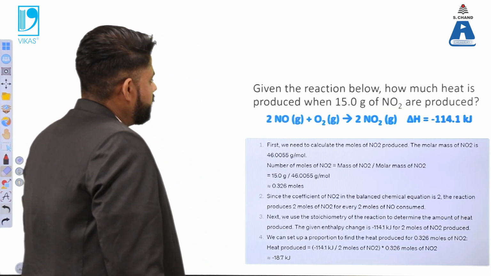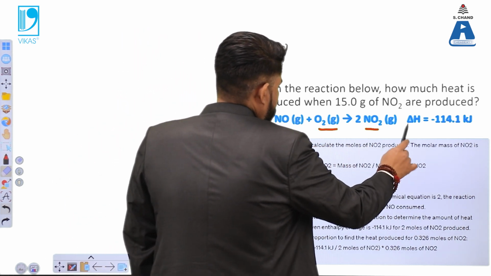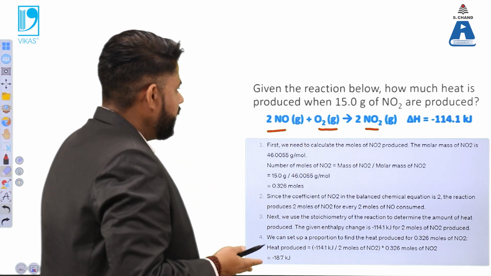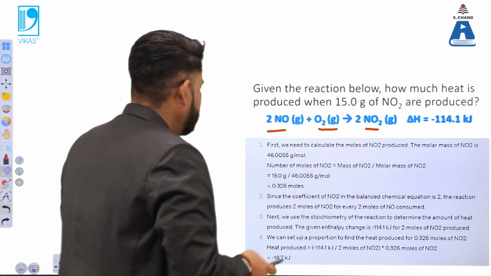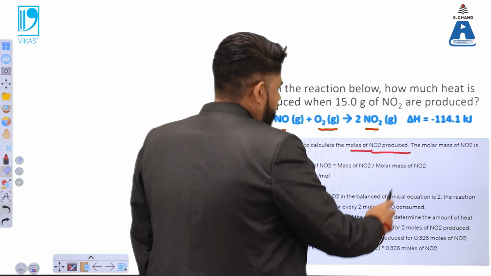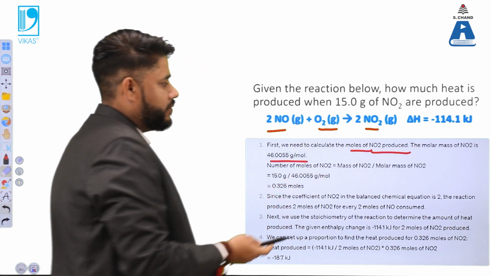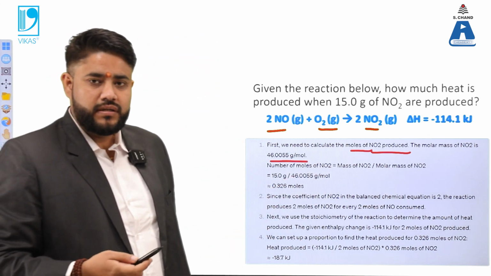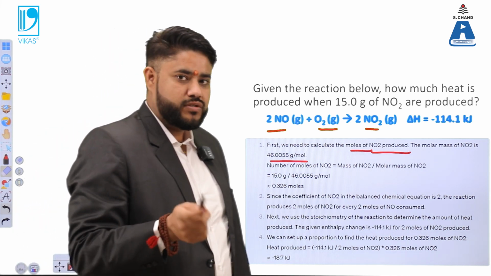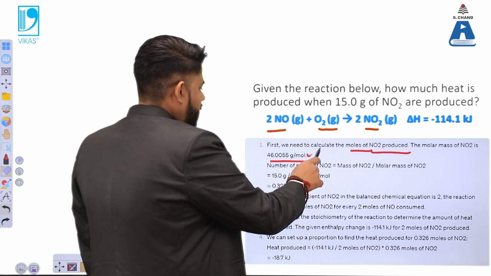So what we need to do, this is the initial reaction that you can see, and firstly we need to calculate the moles of NO2 produced. So the molar mass of NO2 is this much. This molar mass can be calculated from the general convention, which is 1 times the mass of nitrogen plus 2 times the mass of oxygen, so that this value can be calculated.